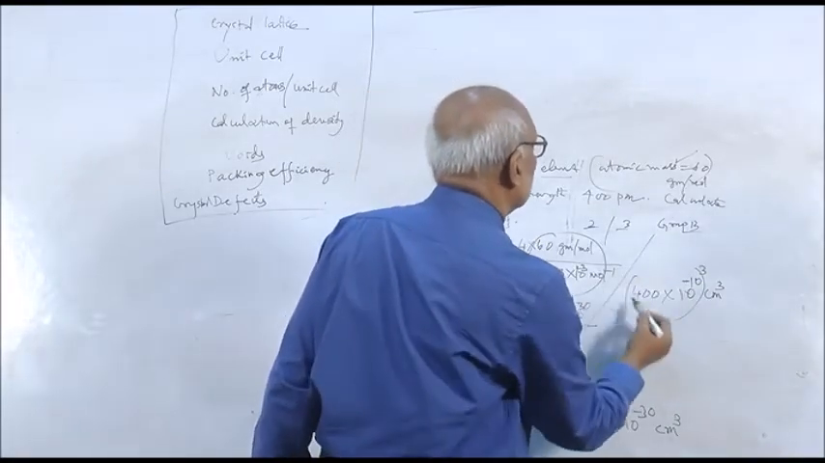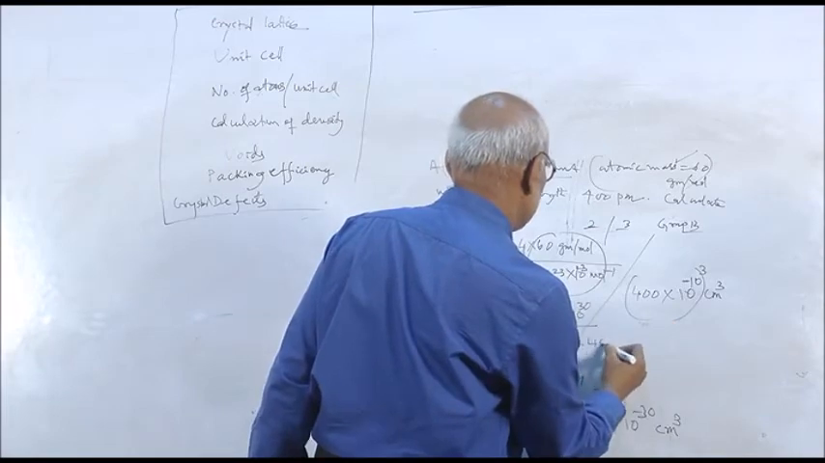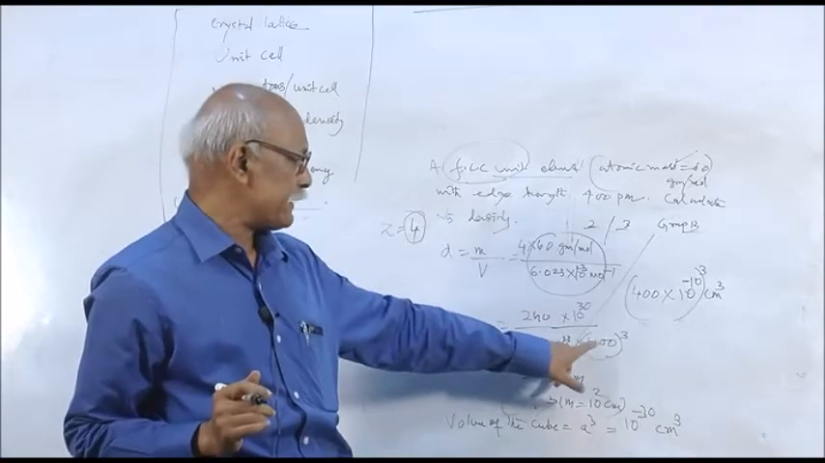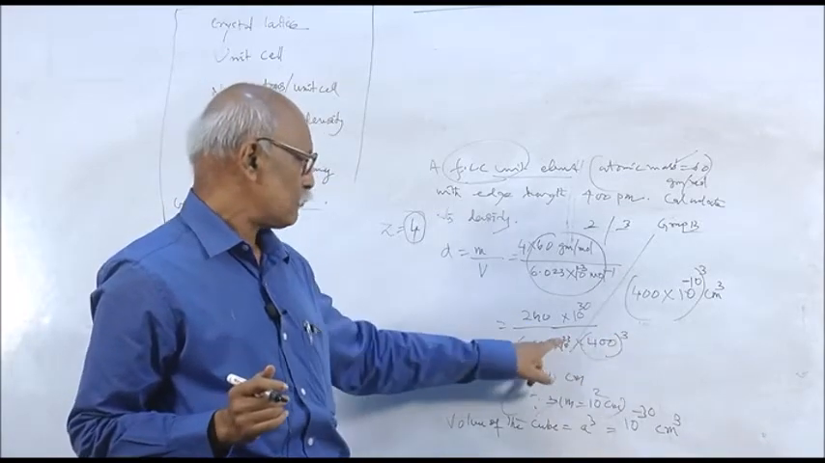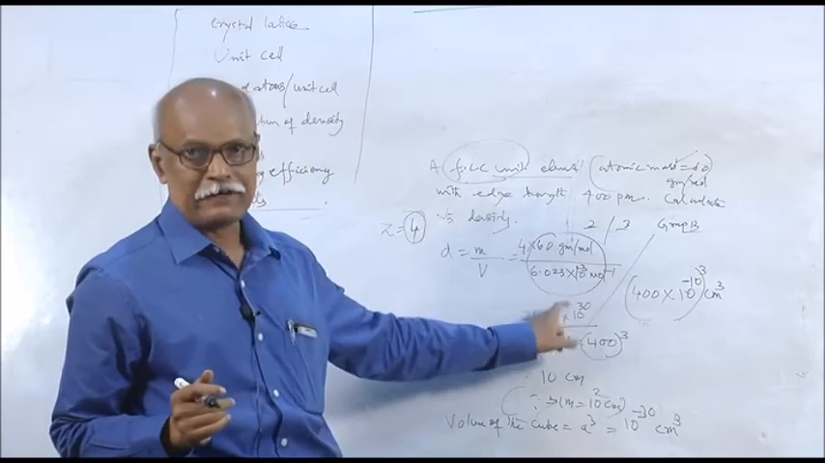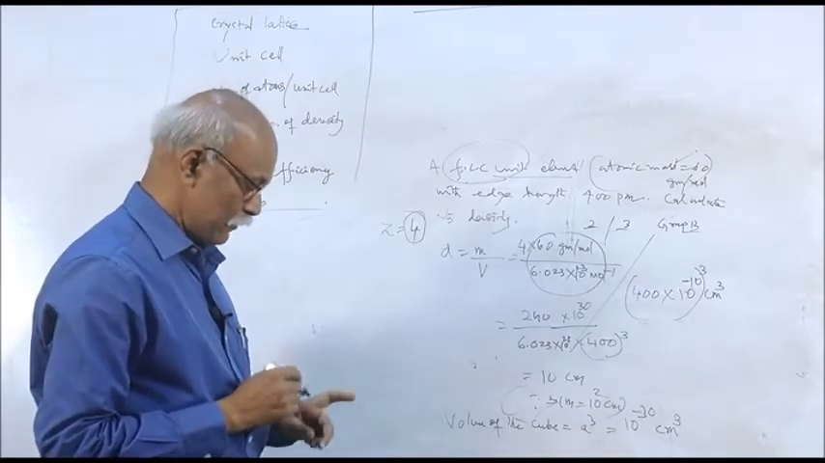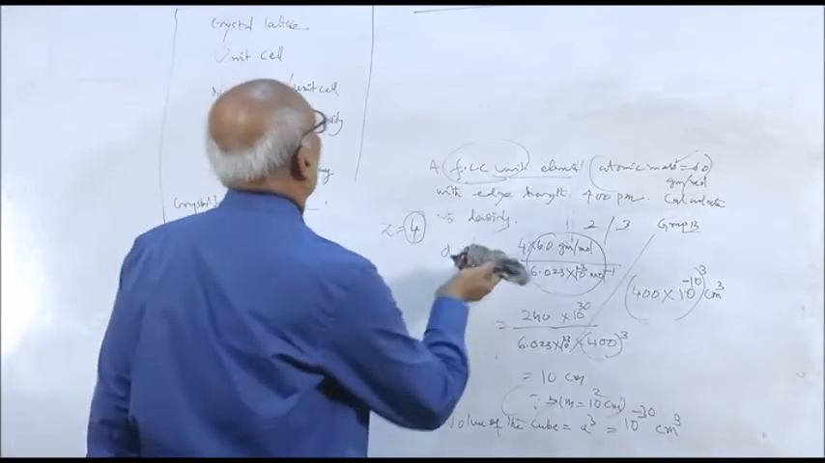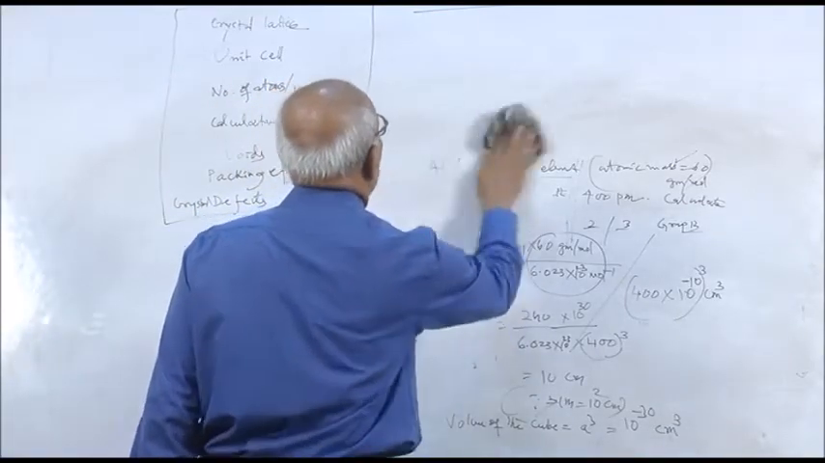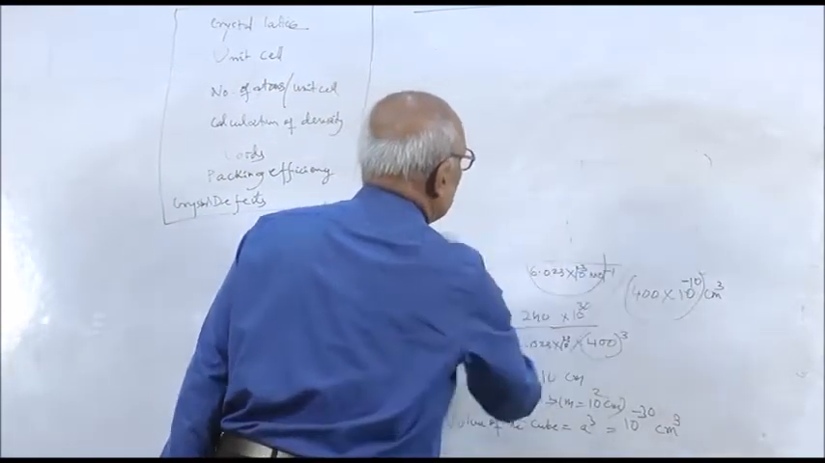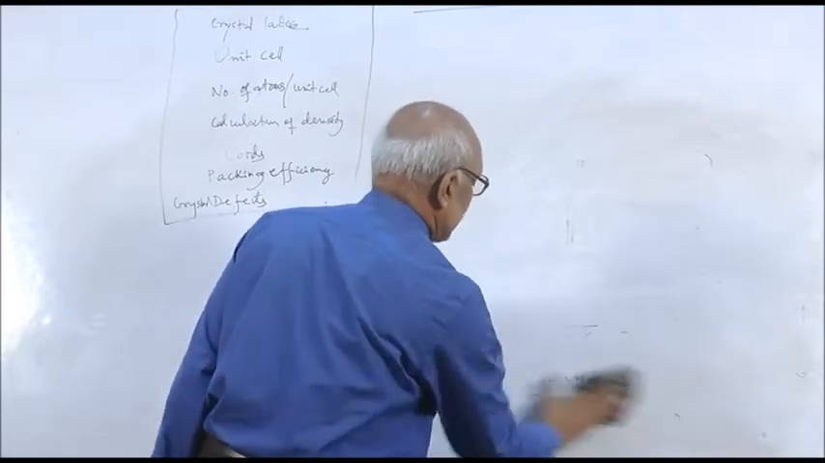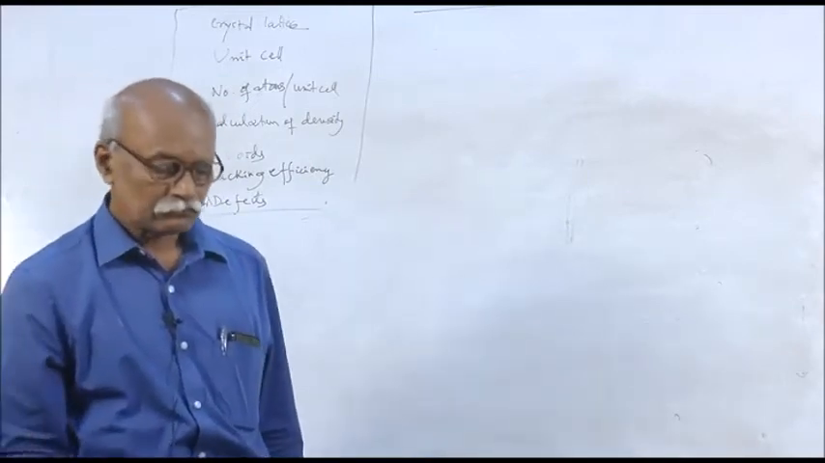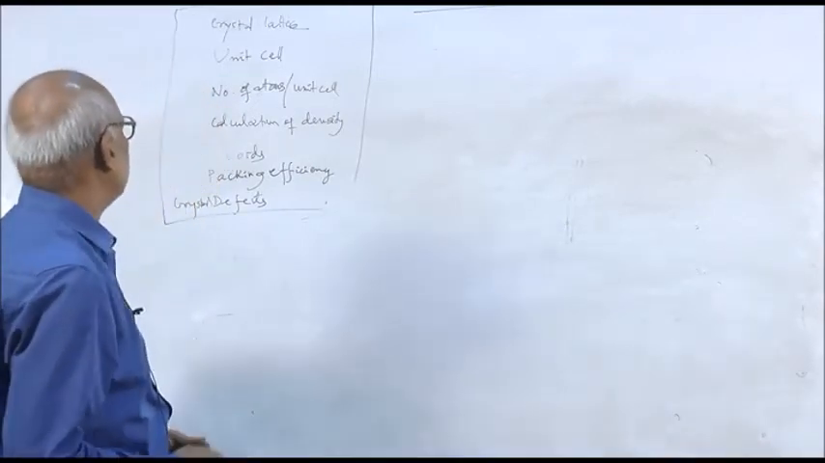Then this is 400 cubed. 400 cubed means 4 cubed into 10 to the power 6, and only a factor of 10 remains here. Understand? It will be easier to calculate. So this is how to calculate the density with an example, and that will be helpful for your examination.